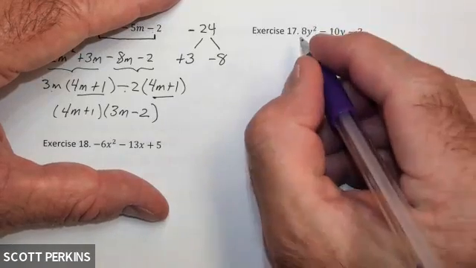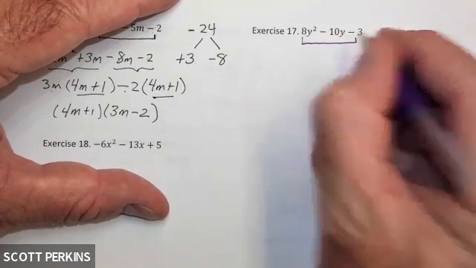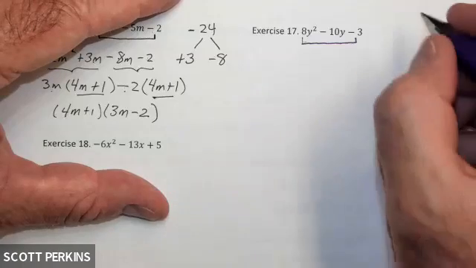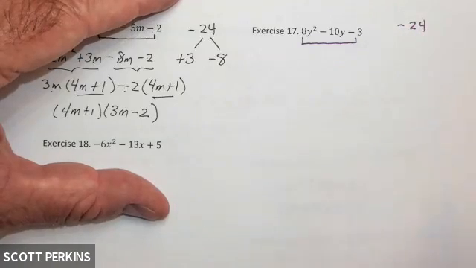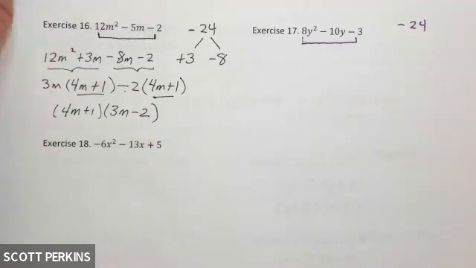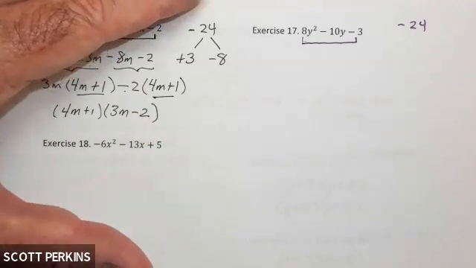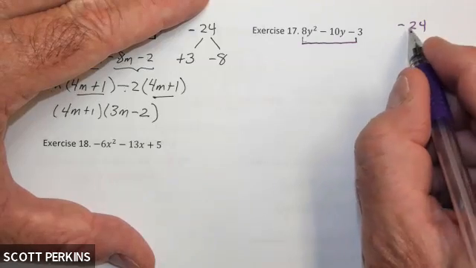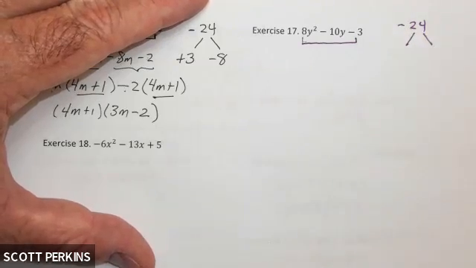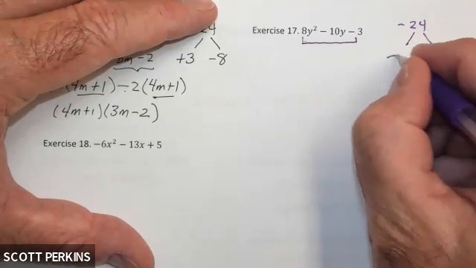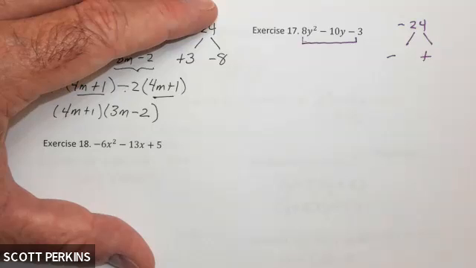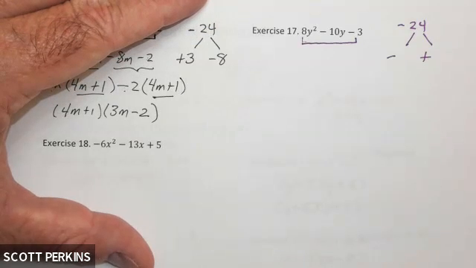All right, so starting out, I've got my 8 times my negative 3. 8 times negative 3 is negative 24. Again, that sign matters. That's why I'm paying particular attention to it. Since that's a negative 24, I know that my signs have to be a negative and a positive, or a positive and a negative. The order is not going to matter.